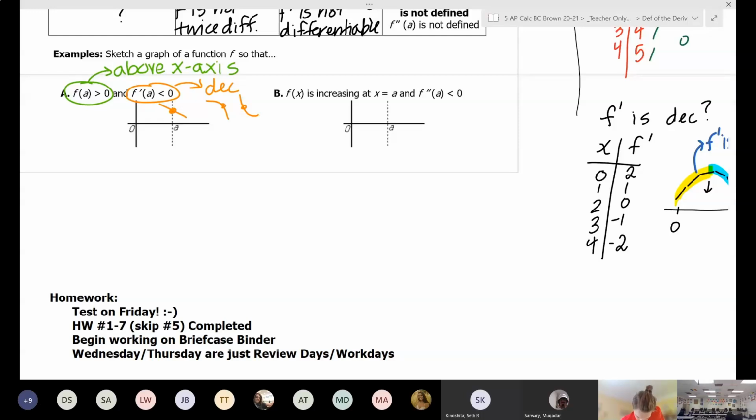So go ahead and try to read B and see if you can figure out what that graph is being described, and then I'll wrap up today's notes.